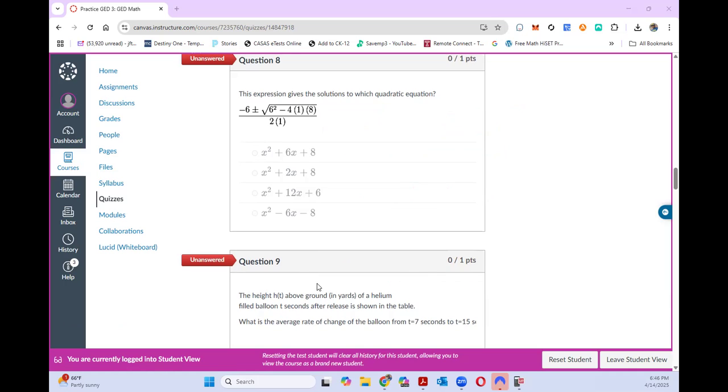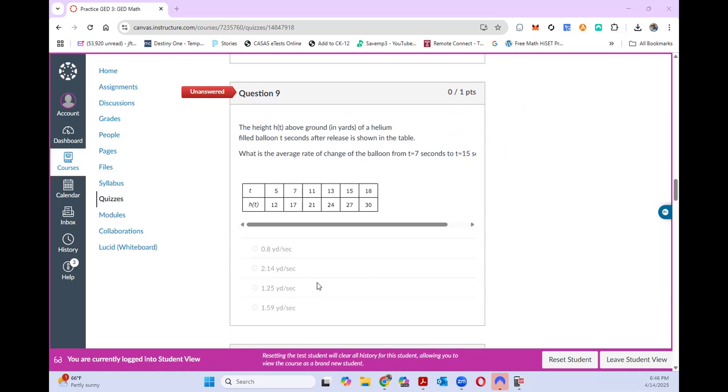There's the quadratic formula. Height. This the hardest one on the test. What's the average rate of change between t equals 7 seconds and t equals 15? So my output is 17 and 27. That means it changed by 10, right? Over seven seconds, 1.25.